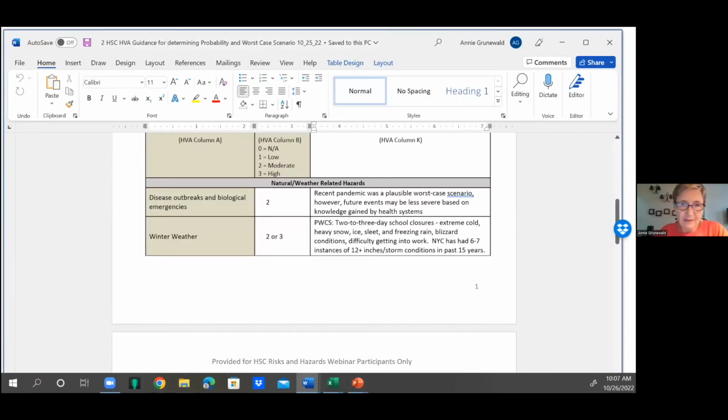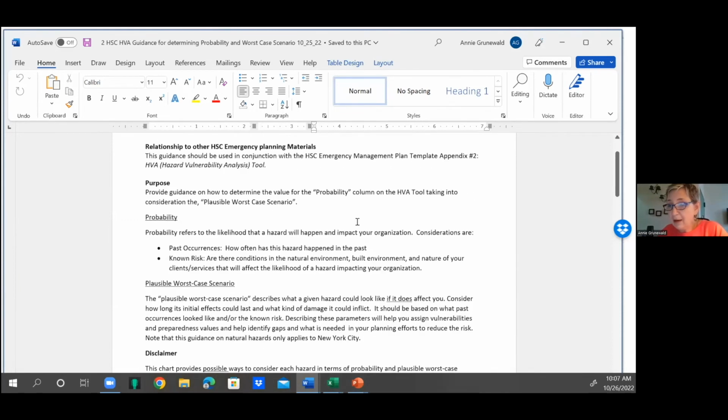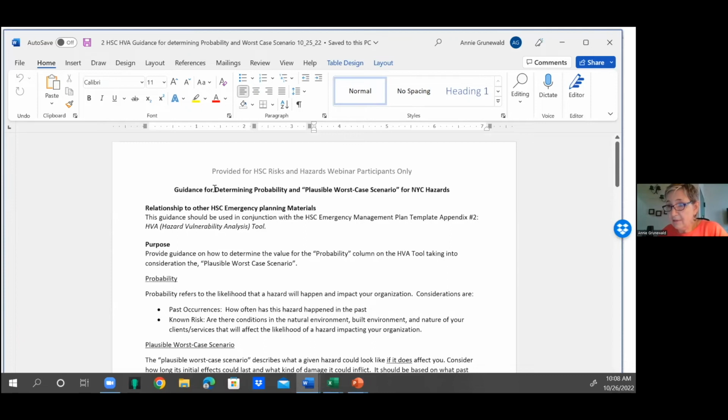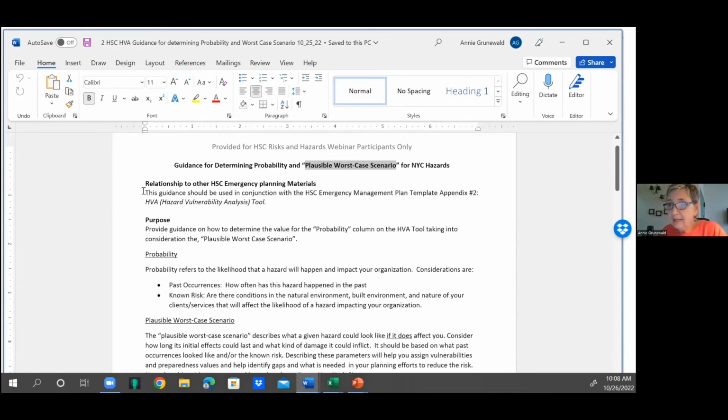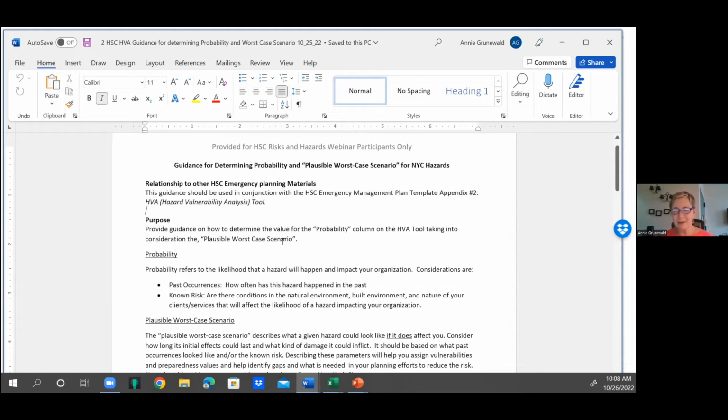All right, so again, let's just look at it quickly. This talks about the purpose, and we already said it's guidance for determining the probability of a particular thing happening and what the plausible worst case scenario for that hazard may be. It indicates you should use it with the HVA tool. This is something that is not on the website yet. We're going to send it to everyone after this presentation. We would love your feedback on it. Is it helpful? Is it not? What else might you find useful to add to it?